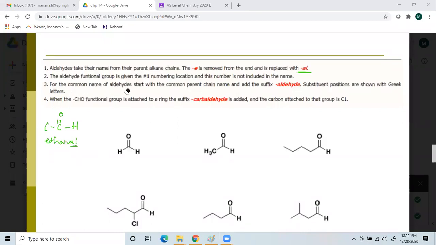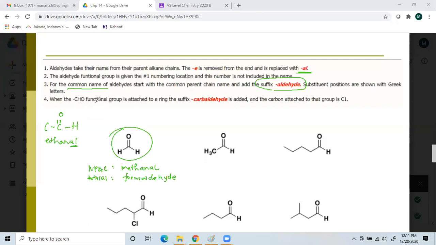Okay, the common name of aldehyde starts with the common parent chain name and the suffix aldehyde. Substituent positions are shown with Greek letters. For example, in this compound, we have the IUPAC name methanal, but it also has a trivial name. The name is formaldehyde. Yeah, trivial is the common name, so methanal is formaldehyde. So we should use the suffix aldehyde for the common name of aldehyde.